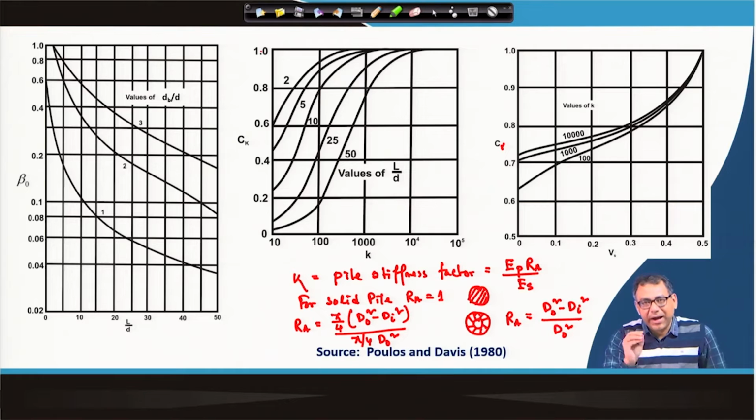So, that means if the pile is incompressible or very stiff, it will not compress, then the correction factor is 1. And if the soil Poisson ratio is 0.5 and the pile is very stiff, then beta will be equal to beta 0. Otherwise, we have to apply this correction. Similarly, for the Poisson ratio also, you can see 0.5 it is 1, otherwise we have to apply these corrections. Okay. So, this is for different k value, and k value I have discussed how to calculate.